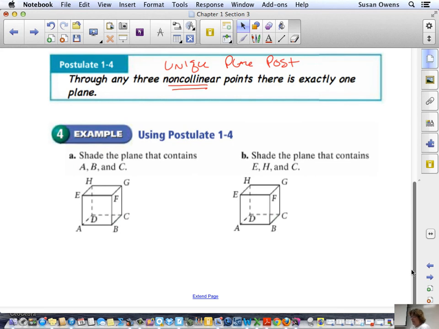Shade the plane that contains A, B, and C. Pretty easy: the bottom. I can't shade the whole plane, so if I shade the bottom, I'm just showing you where that plane exists. Now, shade the plane that contains E, H, and C. I like this problem because it's not one of the sides of the box. They draw a box so you can see the 3D aspect of this figure, but planes exist that are not just sides of that box. This plane actually goes through the box. It's still there, even if it's not drawn, and it looks like that.